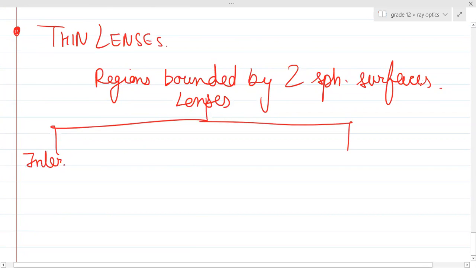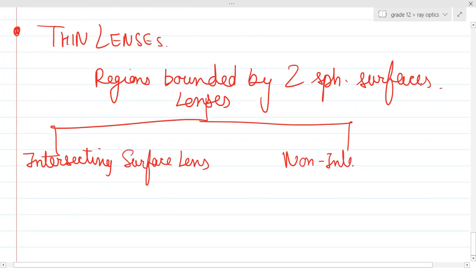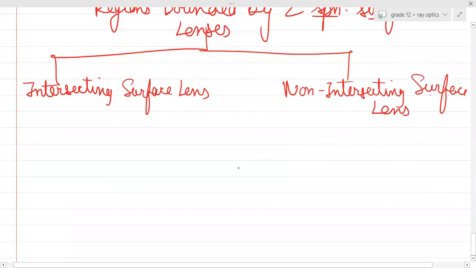First is the intersecting boundaries type lens, intersecting surface, and the second is the non-intersecting surface. So basically in these types of lens, the two surfaces which we discussed over here will be intersecting, and here they will not be intersecting, right? Yes or no?